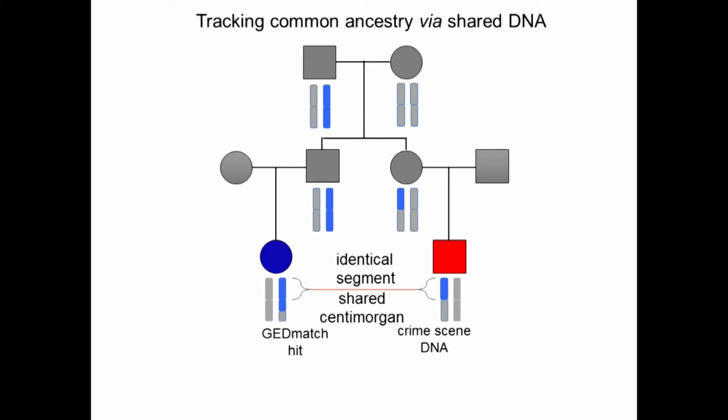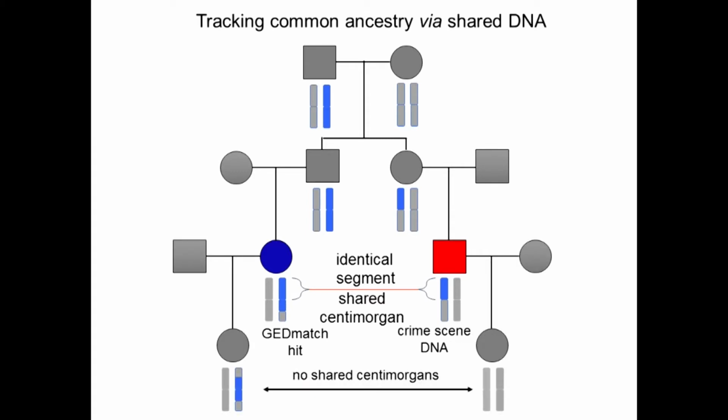When you match samples on these DNA databases, they take advantage of shared segments of DNA. So if we submitted our crime scene DNA sample, it would generate a match corresponding to this segment of DNA. On DNA websites such as GEDmatch, this is also referred to as a shared centimorgan. So a centimorgan is essentially a unit of shared DNA.